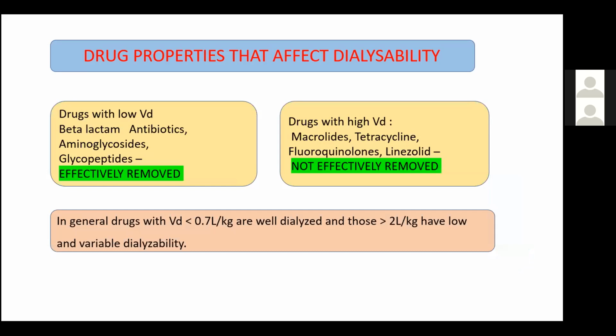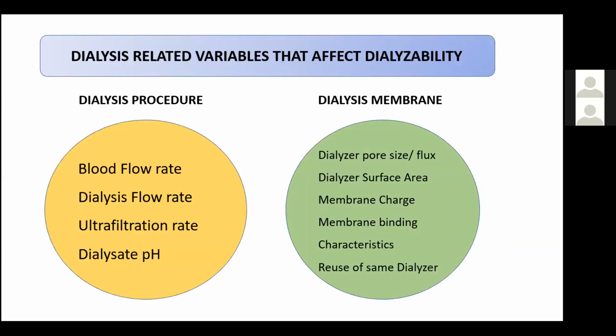Intercompartmental equilibrium and the volume of distribution. So the drugs with a low volume of distribution, like the beta-lactam antibiotics, aminoglycosides, and glycopeptides, are effectively removed, whereas drugs with a higher volume of distribution, like the macrolides, tetracyclines, fluoroquinolones, and linezolid, are not effectively removed. In general, drugs with a volume of distribution less than 0.7 liters per kg are well dialyzed, and those with greater than 1.5 to 2 liters per kg have a low and variable dialysability.